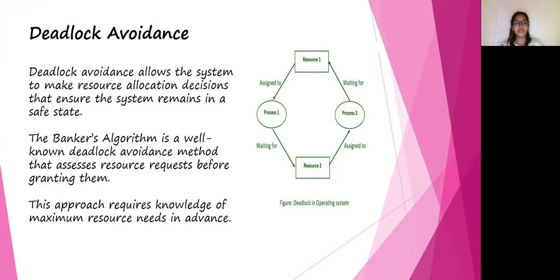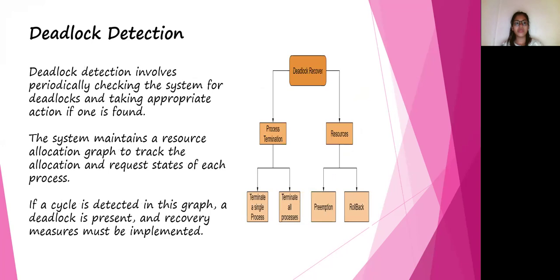Deadlock avoidance allows the system to make resource allocation decisions that ensure the system remains in a safe state. The Banker's algorithm is a well-known deadlock avoidance method that assesses resource requests before granting them. This approach requires knowledge of maximum resource needs in advance.